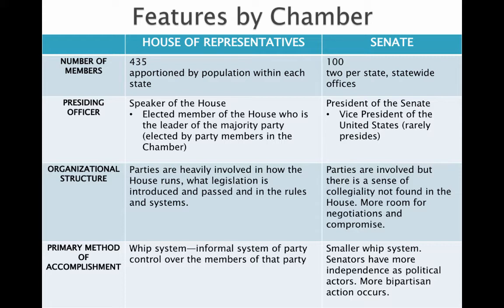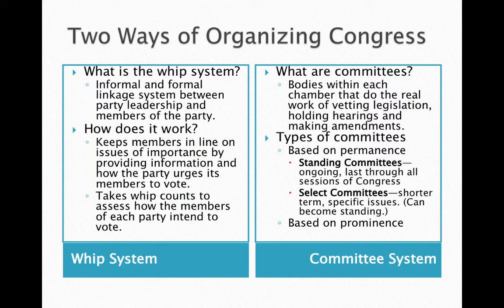Let's talk about some of those formal and informal links. There's two ways you can think about how Congress is organized. One of those ways is the whip system. This uses formal and informal linkages to connect party leaders to party membership in each branch of Congress, in particular in the House of Representatives. So people are named as whips or assistant whips for various things, for geographic areas, for demographic areas. So there's different whips for different caucuses, like the Latino caucus or the Black caucus.